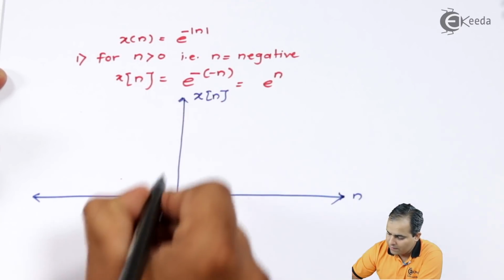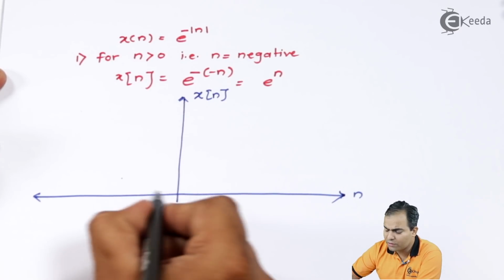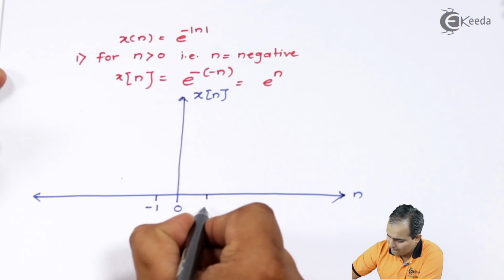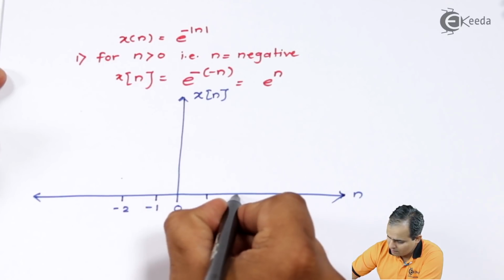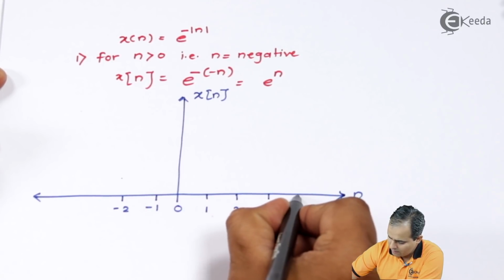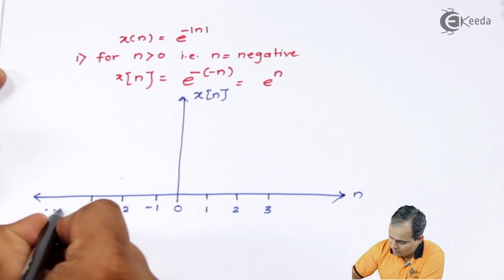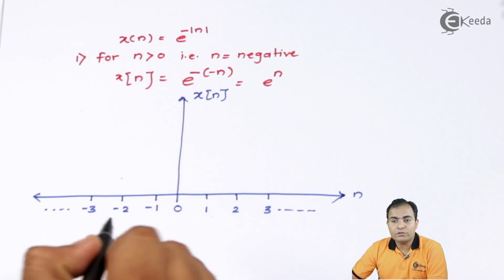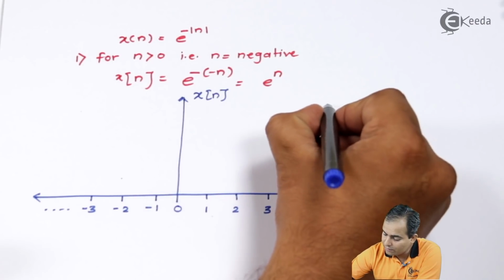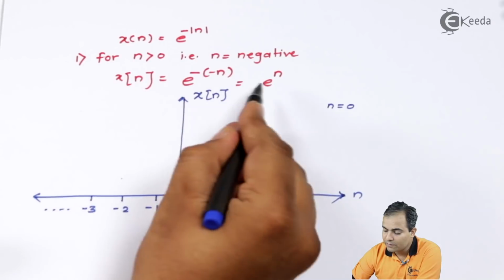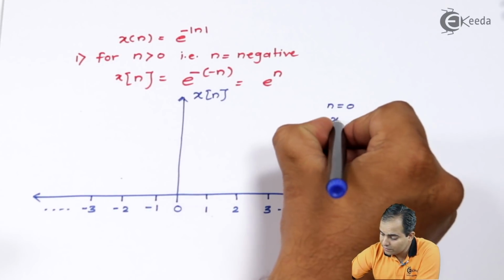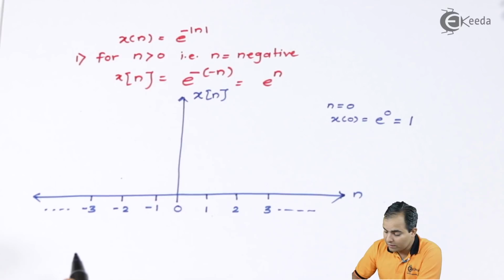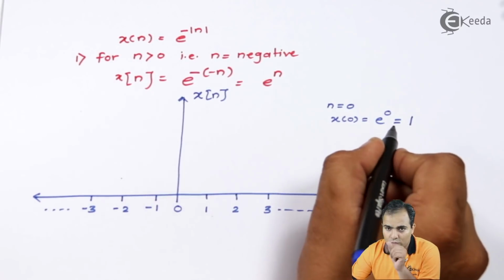This is our x of n, and we'll take a few samples which are near to 0, and using that you will also get the idea. And so on. Now for n equals 0, if I substitute n equals 0 in this function, then x of 0 is nothing but e to the power 0, and e to the power 0 is nothing but 1. Means at n equals 0 your amplitude is 1.